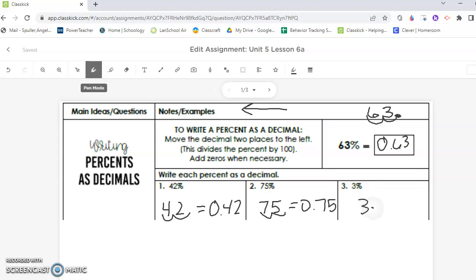3%. 1, 2. We have to put our placeholder. So this is equal to 0.03. Great job.